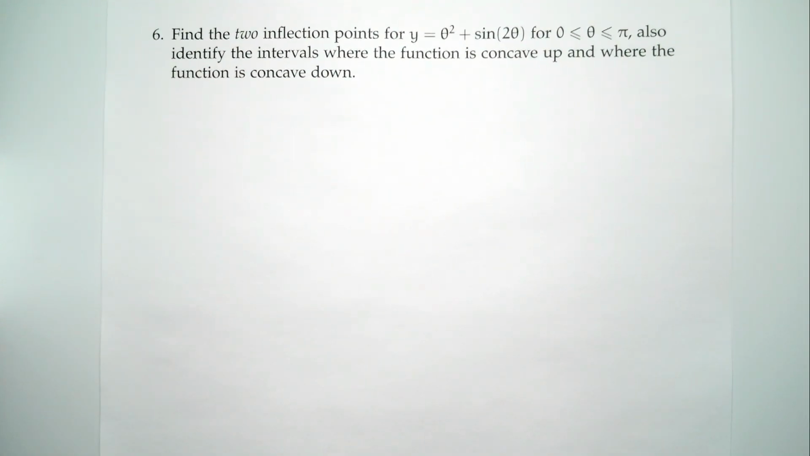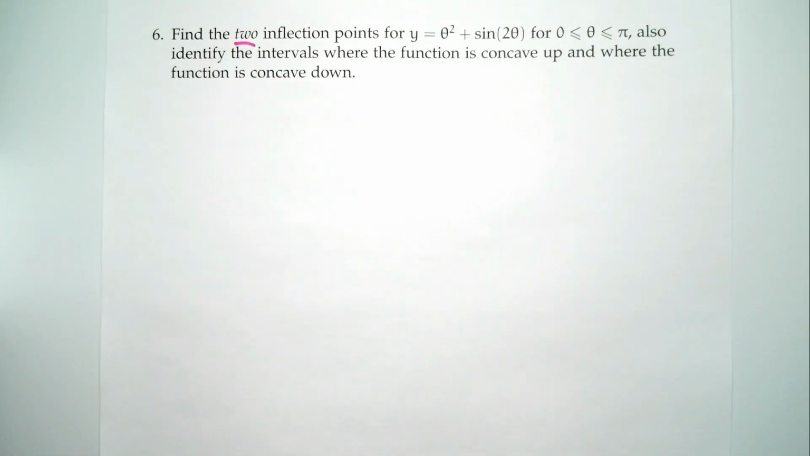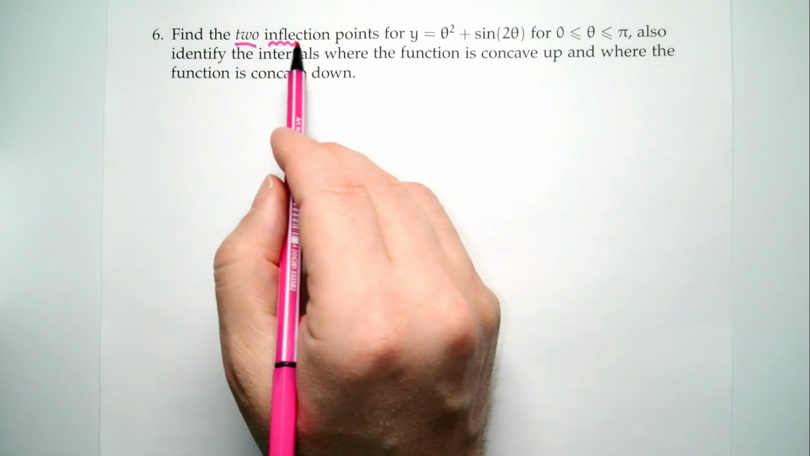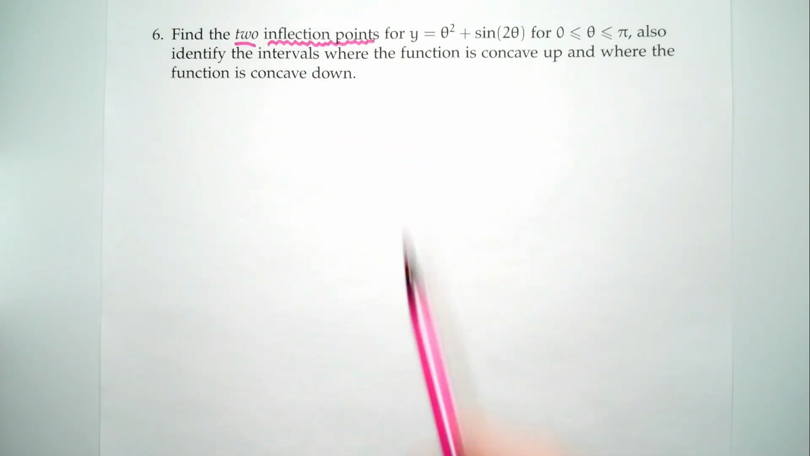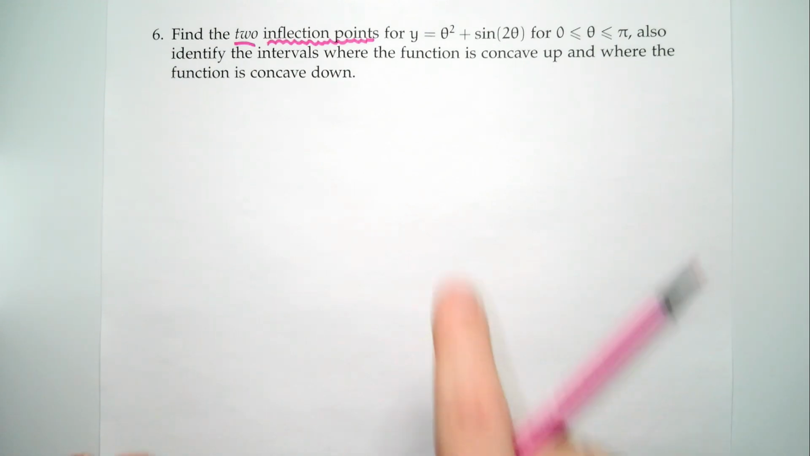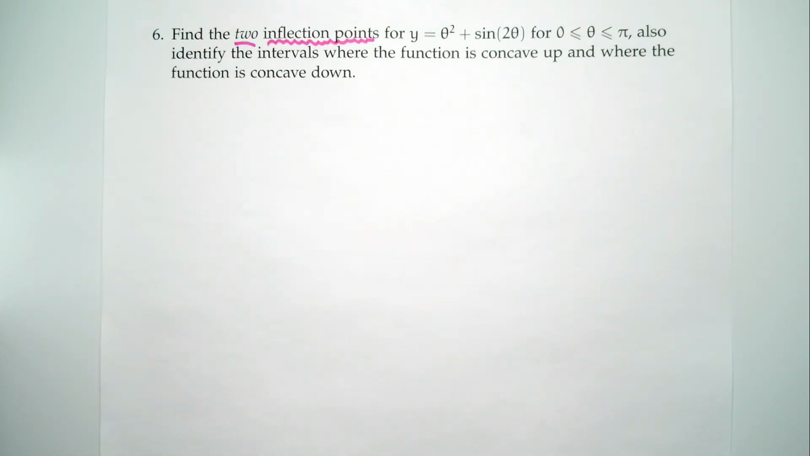Number 6. Find the 2 inflection points for y equals theta squared plus sine of 2 theta, where theta goes between 0 and pi. Also identify where the function is concave up and where the function is concave down. Now this tells us that there's going to be 2. So, well, we've got to be on the lookout for 2 of them. Now, where do inflection points happen? Well, inflection points are where we change a particular type of behavior known as concavity. See how the problem is asking us about concave up and concave down? So it's where we change from either going concave up to concave down or concave down to concave up.